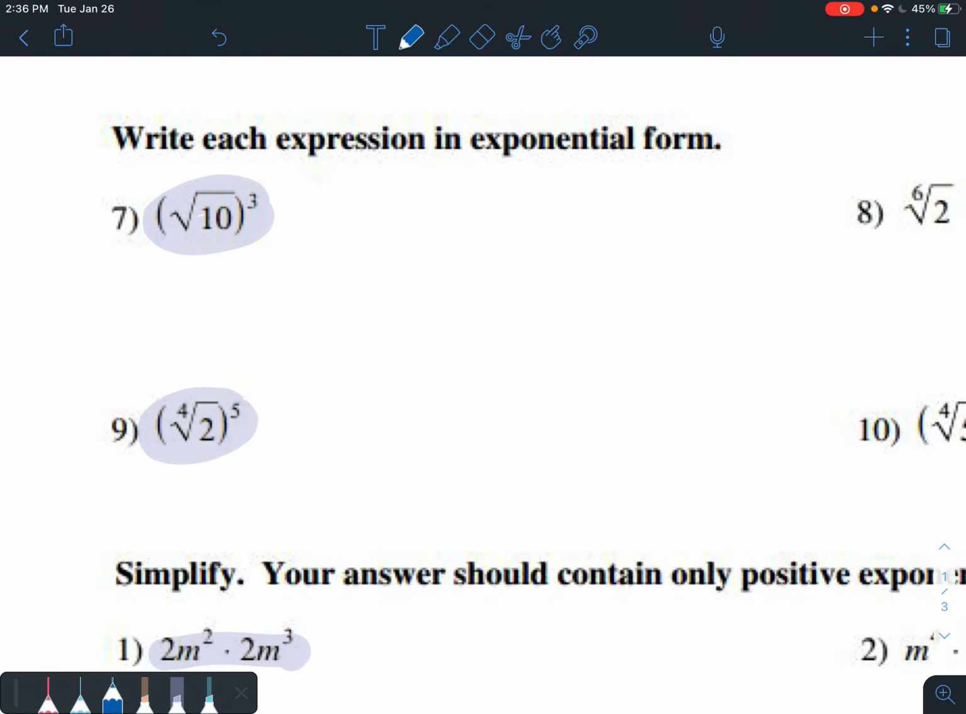Write each expression in exponential form, going the other way. This has an index of 2, so we write it as 10 to the 3 halves. The next one, you should have 2 to the 5 fourths.